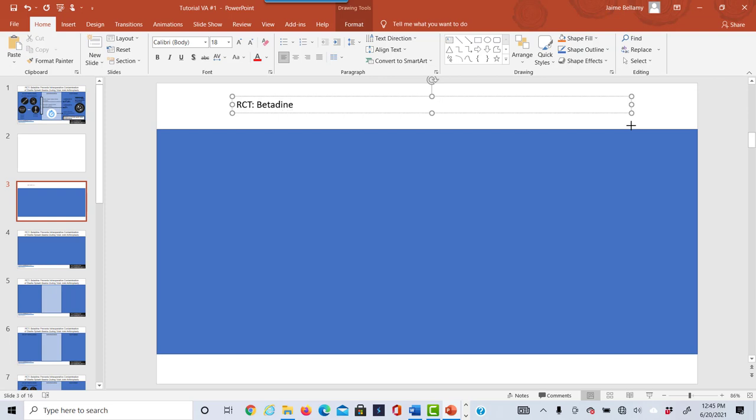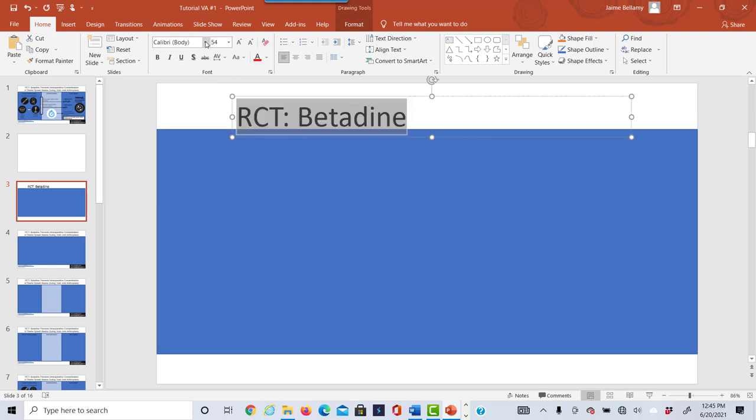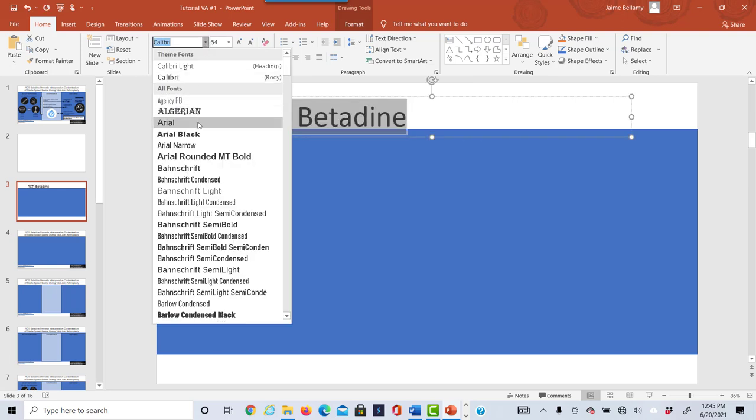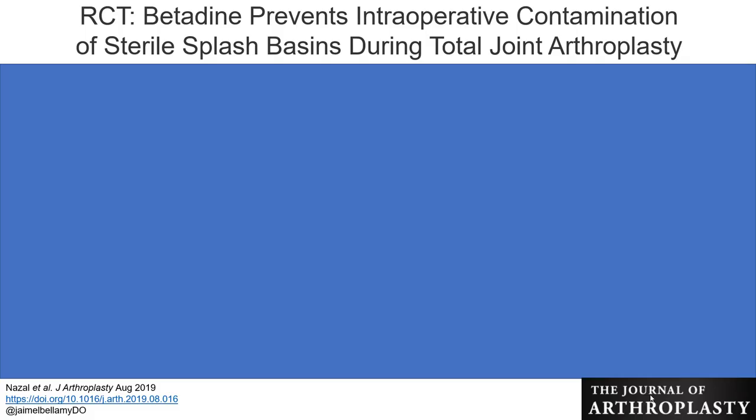Sometimes the titles are very long, so I frequently shorten the title to fit it in the top. Additionally, if it is a randomized controlled trial, you can put that in the title as well to get people's attention to the quality of the paper and the importance of the study.